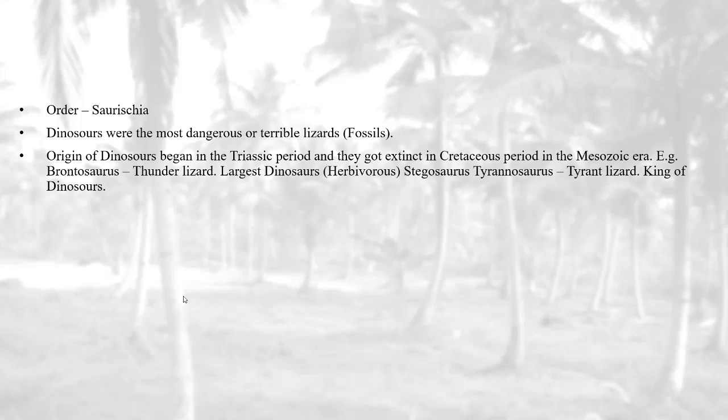Order Saurischia. The dinosaurs are the most dangerous or terrible lizards. Origin of dinosaurs began in the Triassic period and they became extinct in the Cretaceous period, in the Mesozoic era. Examples: Brontosaurus, the thunder lizard, largest dinosaur, herbivore; Stegosaurus; Tyrannosaurus, the tyrant lizard, or the king of dinosaurs. So this was about the different orders and suborders of the reptilian family.